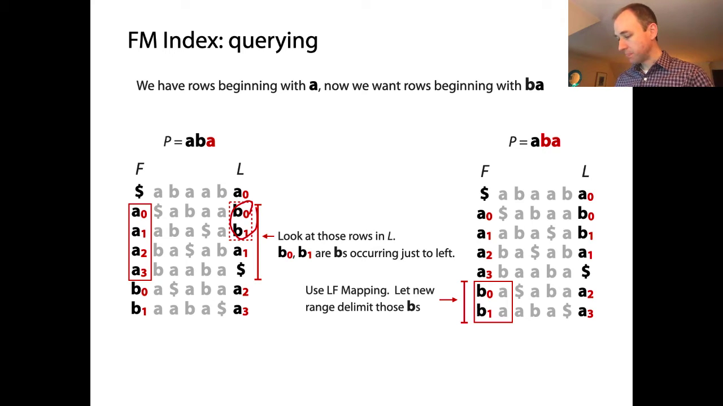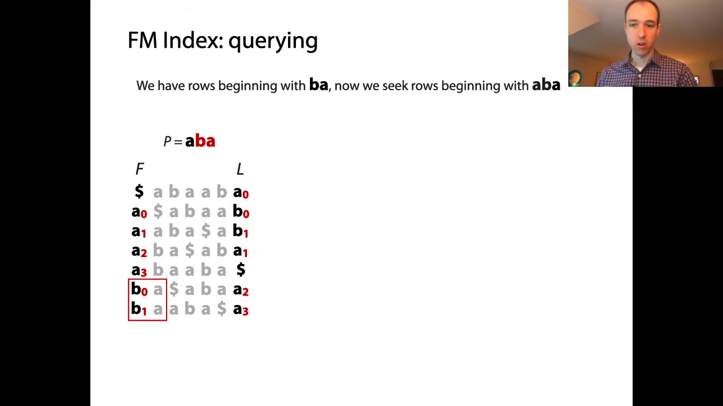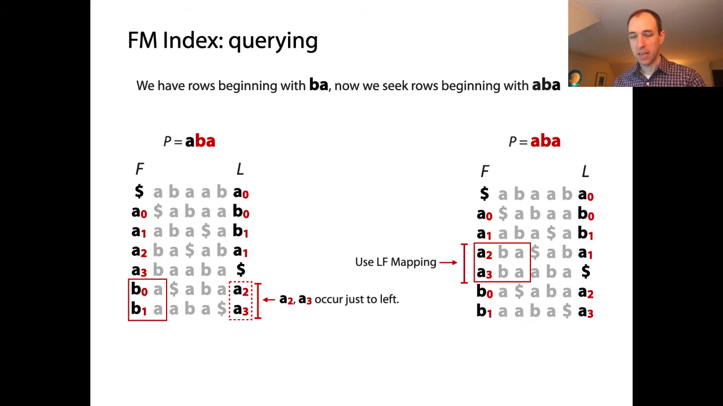On to the final step, which is that I want to find all the rows that start with ABA. So I just do the same thing again. Again, I'll look in the last column in the rows, and I'm going to look for A's, and in this case I find them, right? Both of them are A's. So what that means is that the rows that start with ABA are the rows that start with the A of rank 2 and the A of rank 3. Right? So I can use the LF mapping to figure out what those rows are, and then that's the final range. Those are the rows that start with ABA.